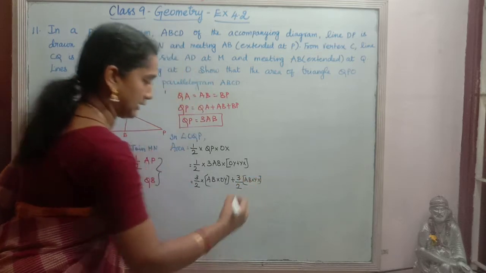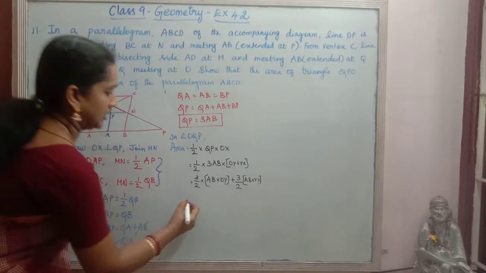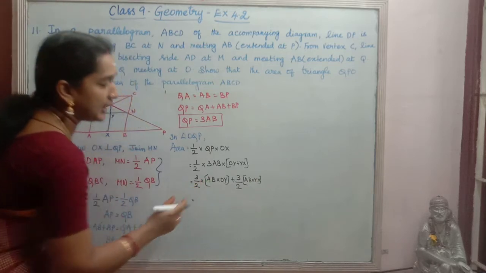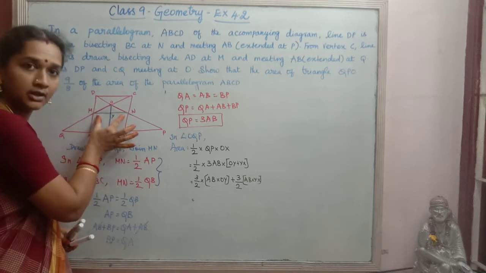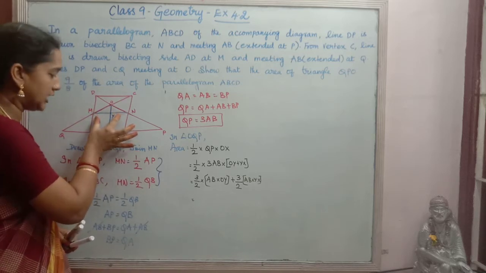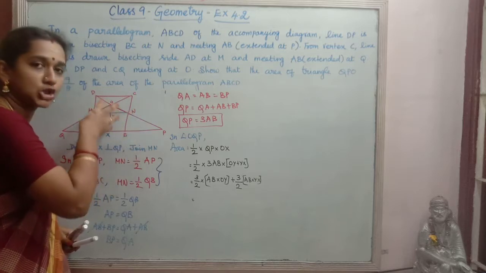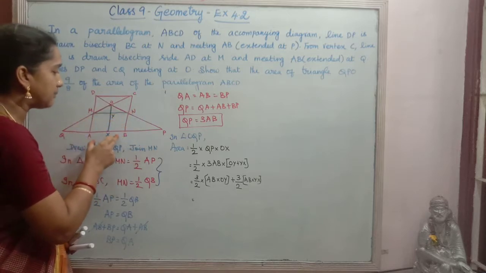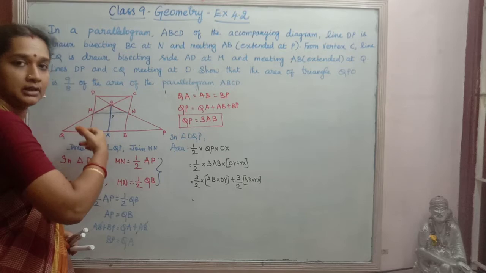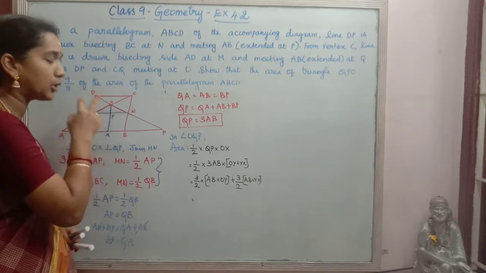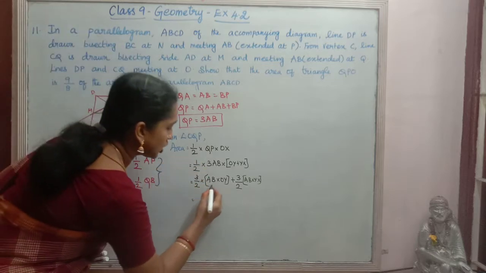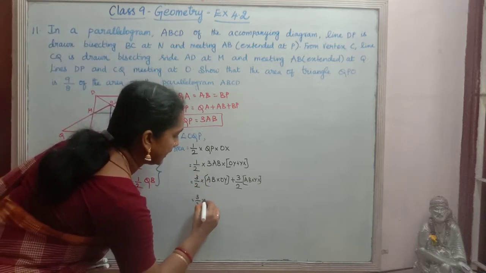AB into YX. Okay, so now AB into OY. This AB and MN are parallel to each other, so ABNM will also be a parallelogram. Since AB is parallel to MN, it will be equal also. It forms a parallelogram, so the length of AB is equal to the length of MN. So instead of AB, we will rewrite it as MN.